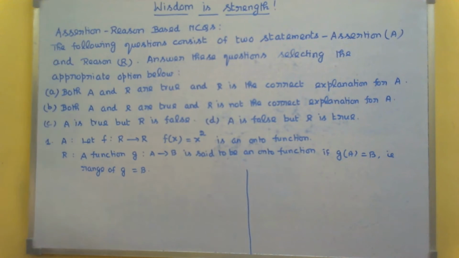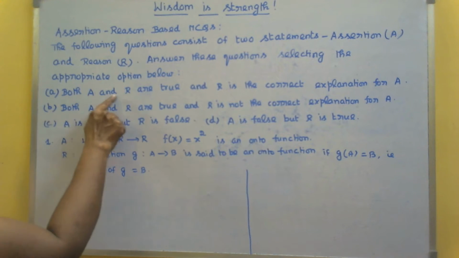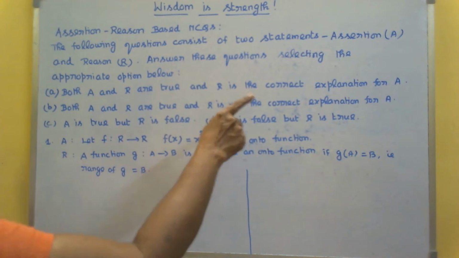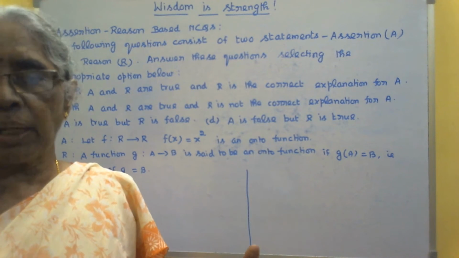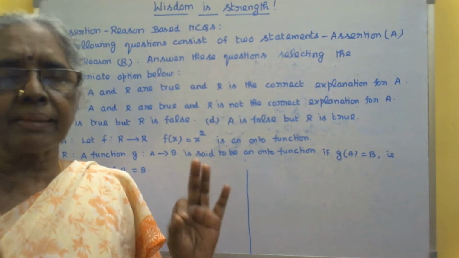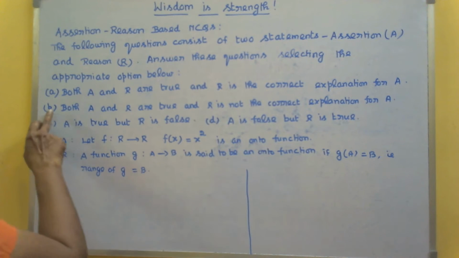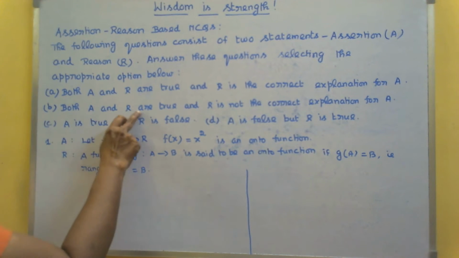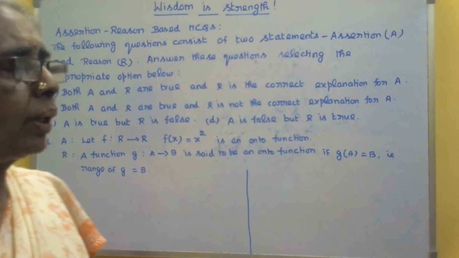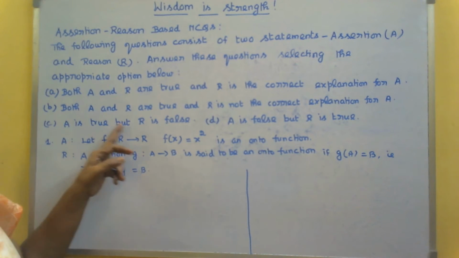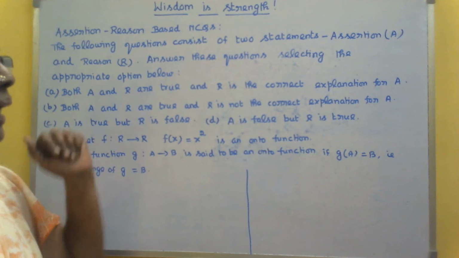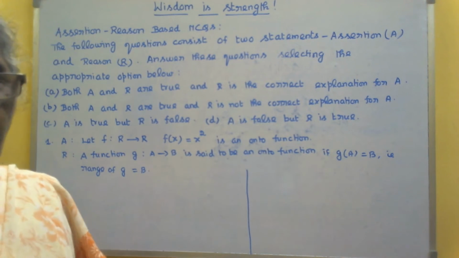Now, the four options are: A, both A and R are true, and R is the correct explanation for A. Capital A is the assertion statement, capital R is the reason statement. Option B, both A and R are true, and R is not the correct explanation for A. Option C, A is true but R is false. Option D, A is false but R is true.